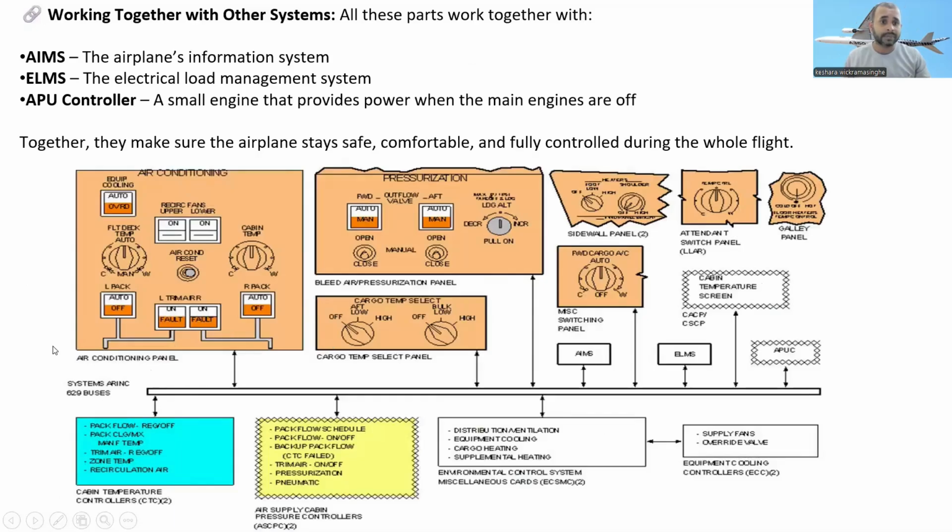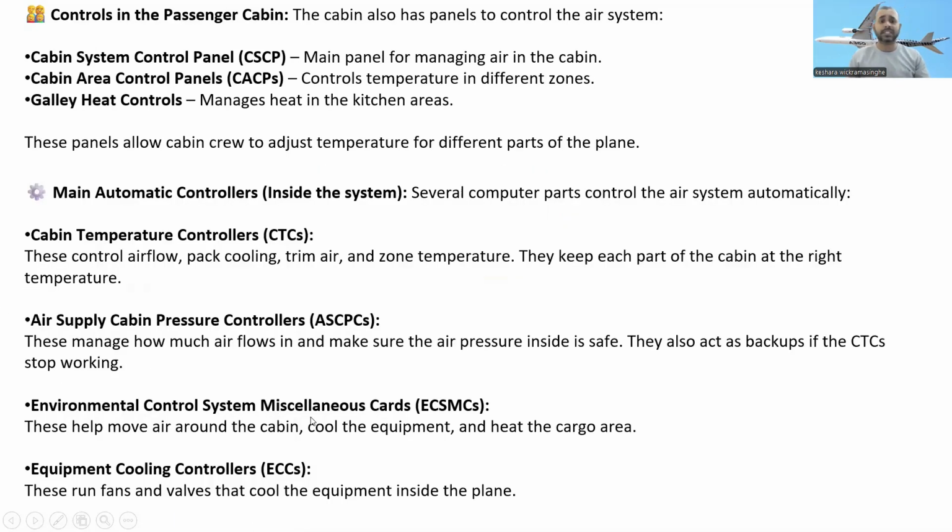And the next one, environmental control system miscellaneous cards, ECSMCs. This helps move air around the cabin, cool the equipment, and heat the cargo area. And the next one, equipment cooling controllers, ECCs. These run fans and valves that cool the equipment inside the plane.